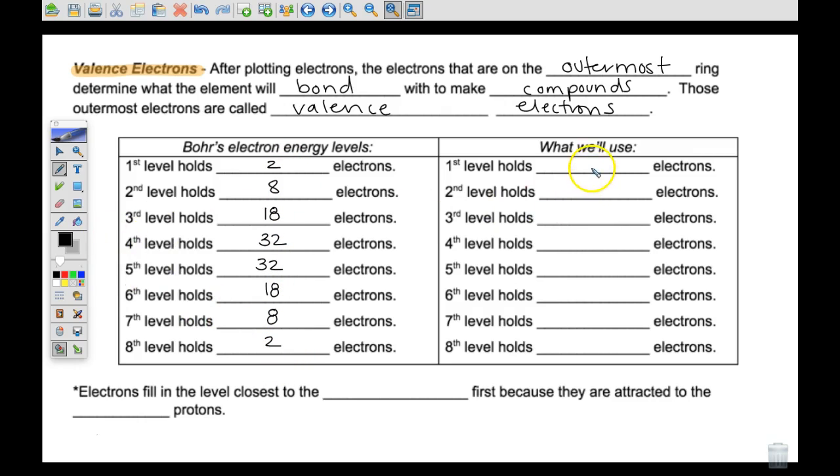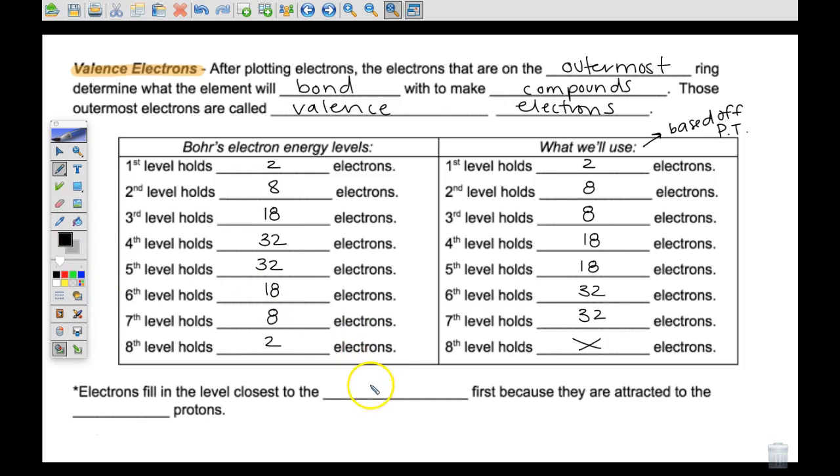But what we're going to use, and this is actually based off of the periodic table, is that the first electron energy level can hold 2 electrons. The second level can hold 8. The third level also holds 8. The fourth level holds 18. The fifth level holds 18. The sixth level can hold 32, and so can the seventh. And the eighth row of the periodic table has a lot of unstable elements, so it's unclear what their Bohr diagrams would actually look like.